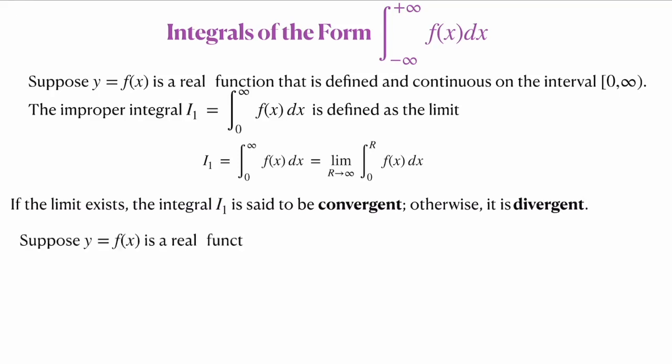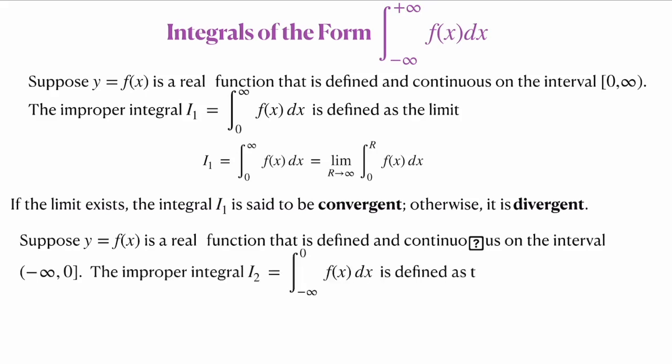In a similar fashion, we can also define the integral from minus infinity to 0. The improper integral I2 from minus infinity to 0 of f of x dx is defined as the limit r going to infinity of the integral from minus r to 0 of f of x dx. Again, it is important to note that the integral is convergent if this limit exists, otherwise the integral is divergent.